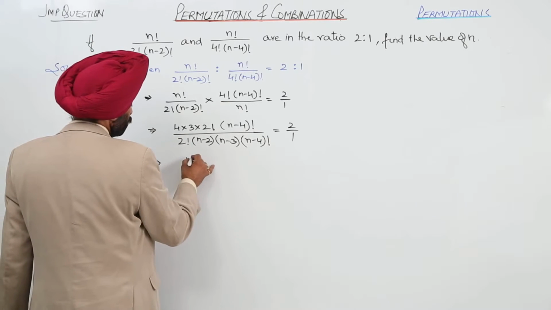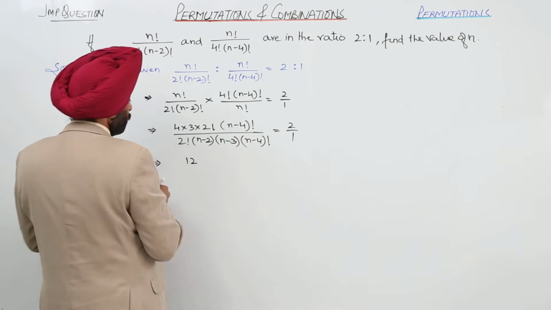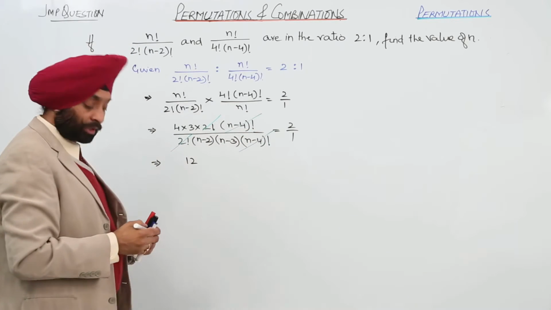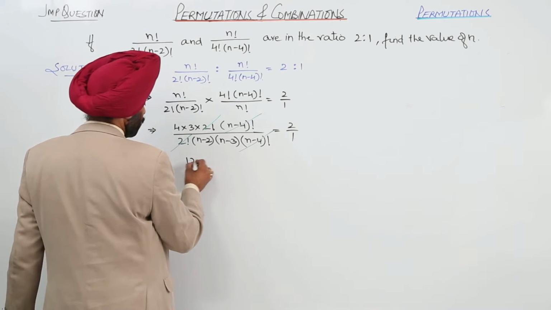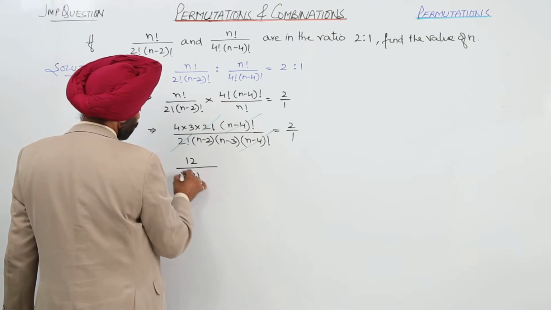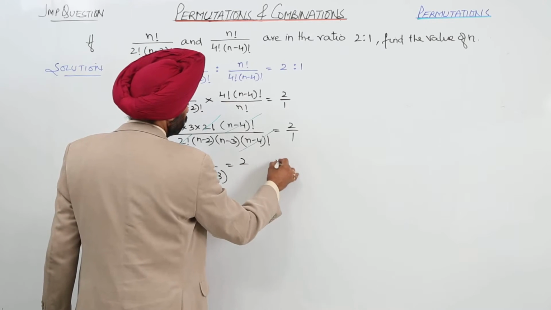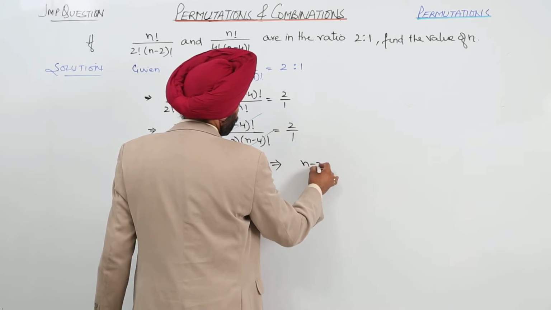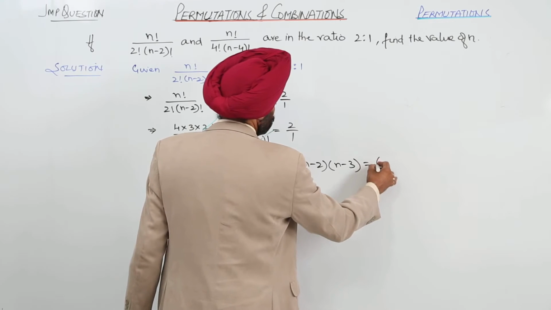Now, this becomes 12. Now, what have we done here? This and this cancel, this and this cancel. Okay. So, we are left with 12, 3 times 4 is 12, upon n minus 2, n minus 3 is equal to 2. Okay. Now, n minus 2, n minus 3 is equal to 6.